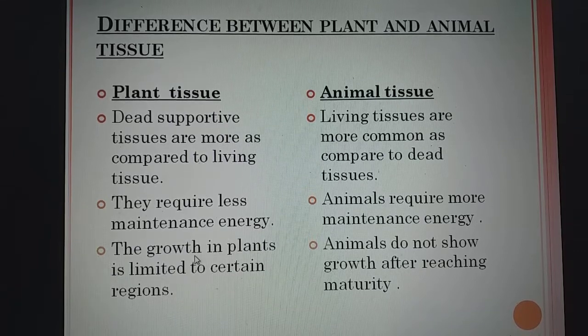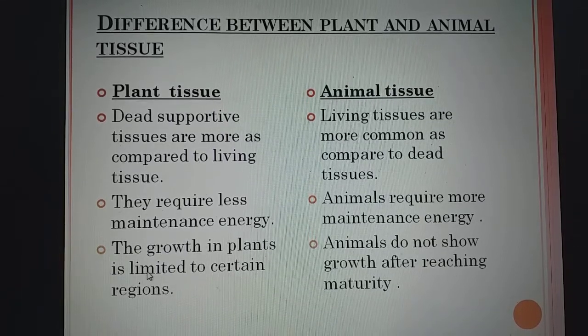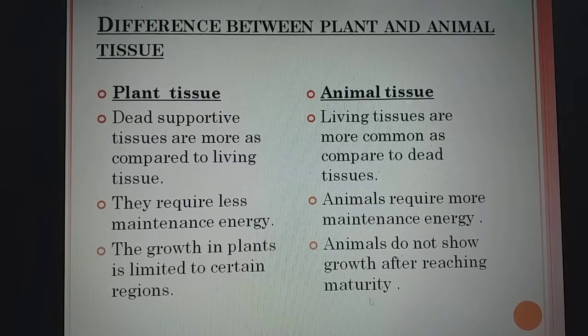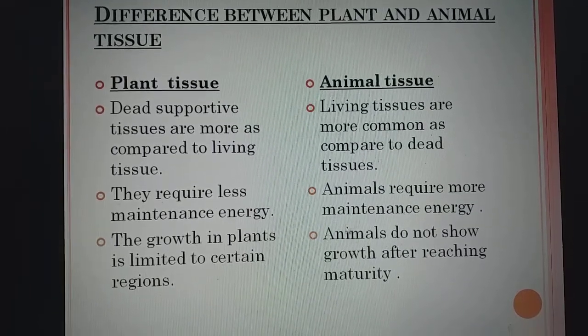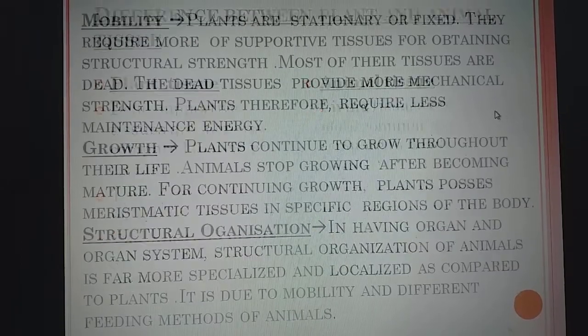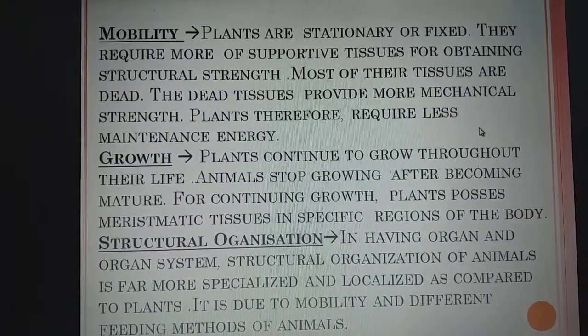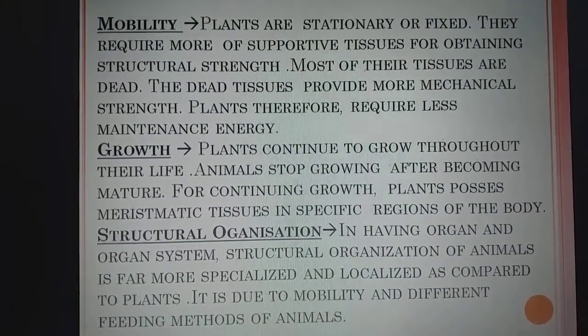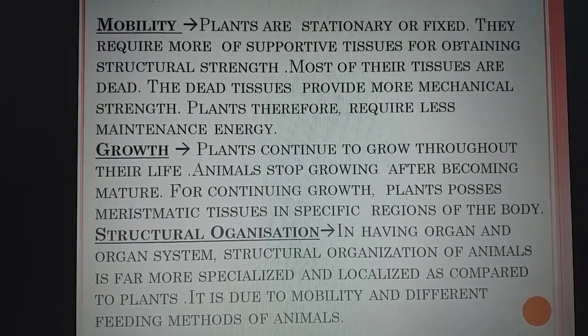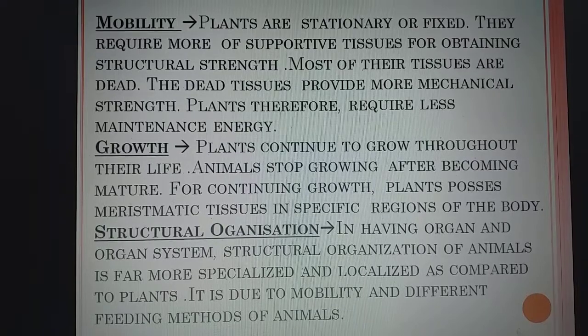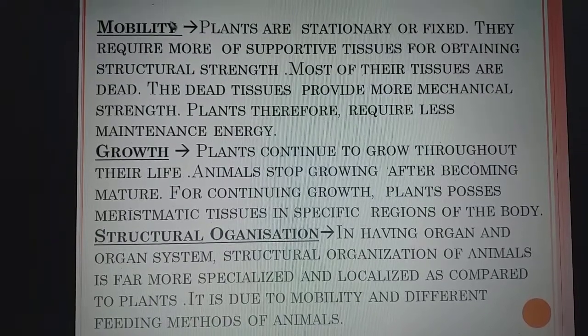Next, in plant tissue, growth is limited to certain regions, whereas animals do not show growth after reaching maturity. Now you might be thinking that when plants are multicellular and animals are also multicellular, why is there a difference in their tissues? So the first reason is mobility.